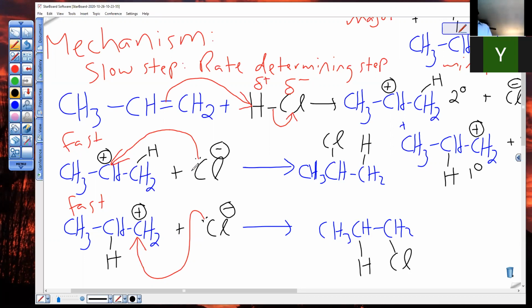We got rid of 2 charges. That would always be fast. We got rid of an octet violation. Isn't that the even more important reason? Yeah. They'll be very exothermic, these steps, because you took something unstable and made it more stable. And you got rid of both octet violations, that's the most important thing, and charges.